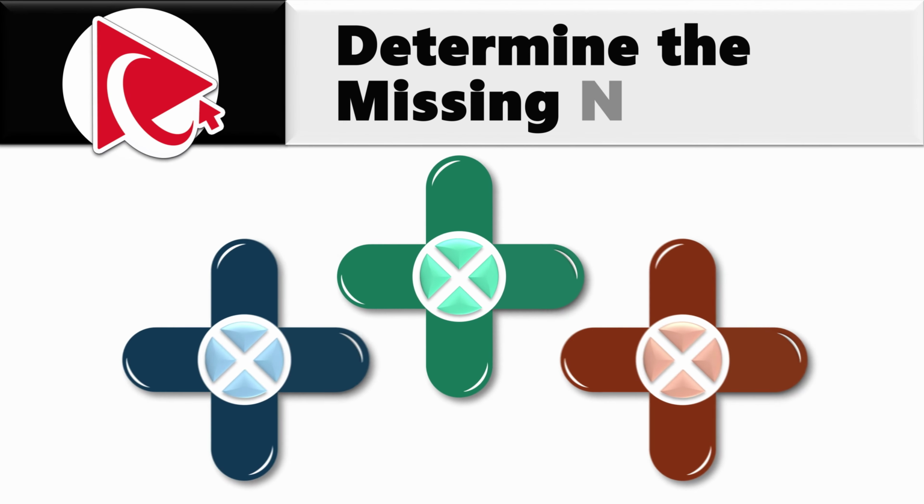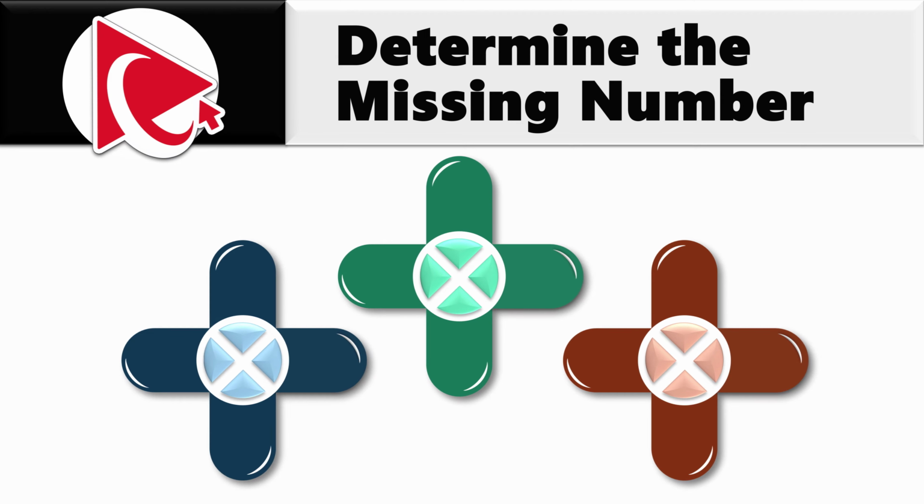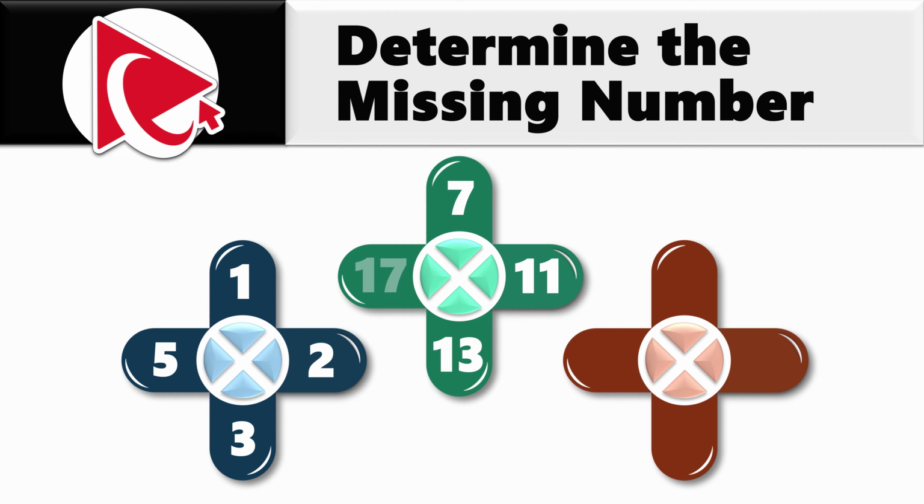In this question, you're presented with 3 unusual-looking shapes. Each shape has numbers. The first shape has numbers 1, 2, 3, and 5. The second shape has numbers 7, 11, 13, and 17. And the third shape has numbers 12, 15, 20, and then comes the missing number, which you need to calculate and select out of 4 possible choices.